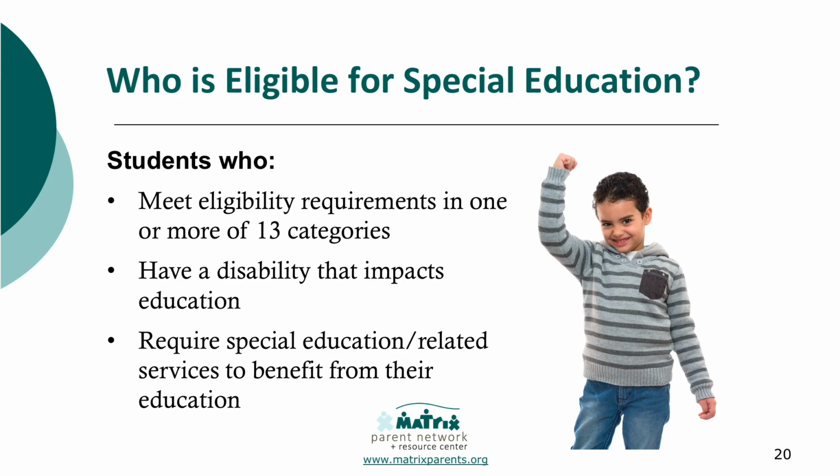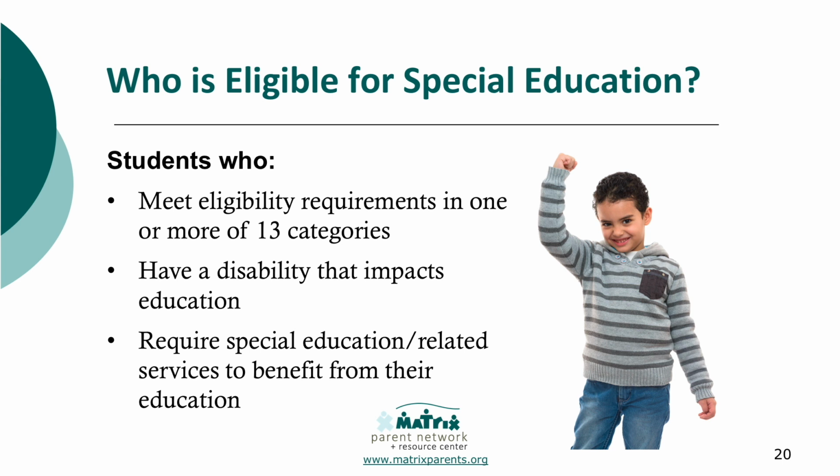So next, who is eligible for special education? There are 13 categories, and your student has to fit into one of those categories. So they have to fit into the category that says they have a disability. It has to be shown to have an impact on their education. So, you may have gotten a diagnosis saying your child has autism, but if you're not seeing the impacts at school, then that doesn't necessarily make them eligible.